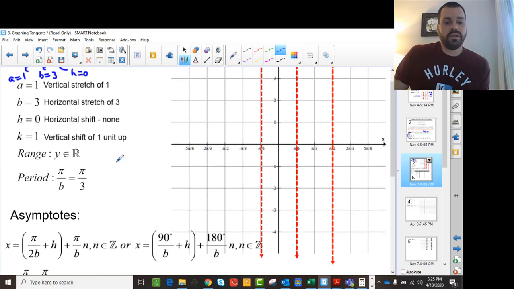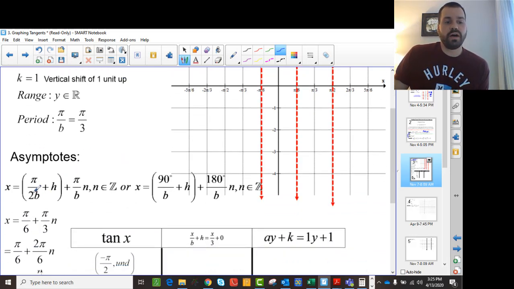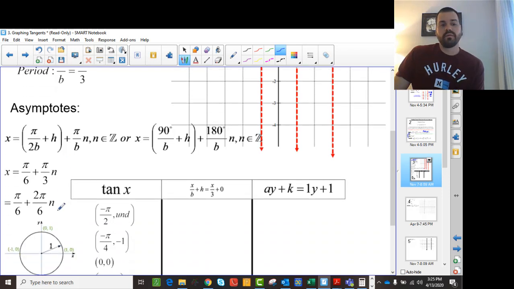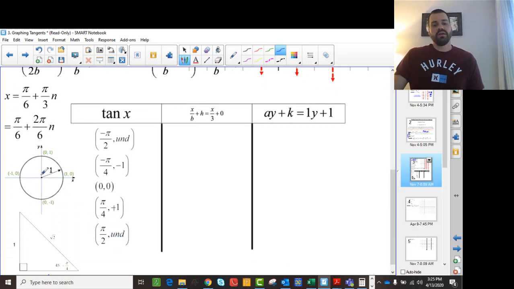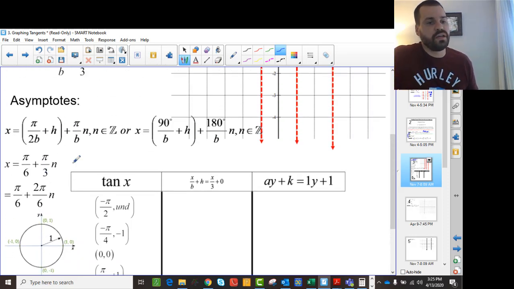And then we need to state our asymptotes. Our asymptotes are going to be pi over 2b plus h. So in this case, it's just pi over 6 plus h. H is 0, so it's pi over 6, and then pi over b is pi over 3 n. So it's pi over 6 plus pi over 3 n, which means your domain is x can't be those. I'm not sure if we have it stated here or not. Doesn't look like it. So if we don't have it stated, we can say the domain is x can't be pi over 6 plus pi over 3 n, where n belongs to the integers.